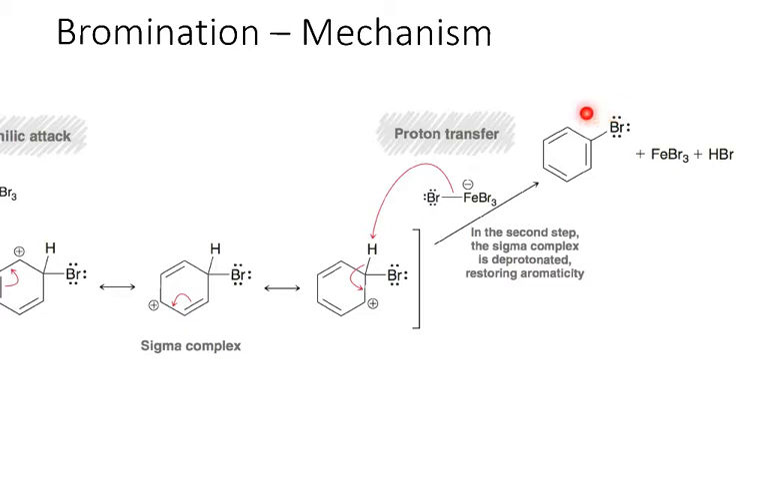And then the bromine has replaced that one hydrogen, and you can see the benzene has regained its aromaticity. So that's why we get substitution reactions, because the benzene can remain aromatic. If we'd had an addition reaction, that wouldn't have been the case.